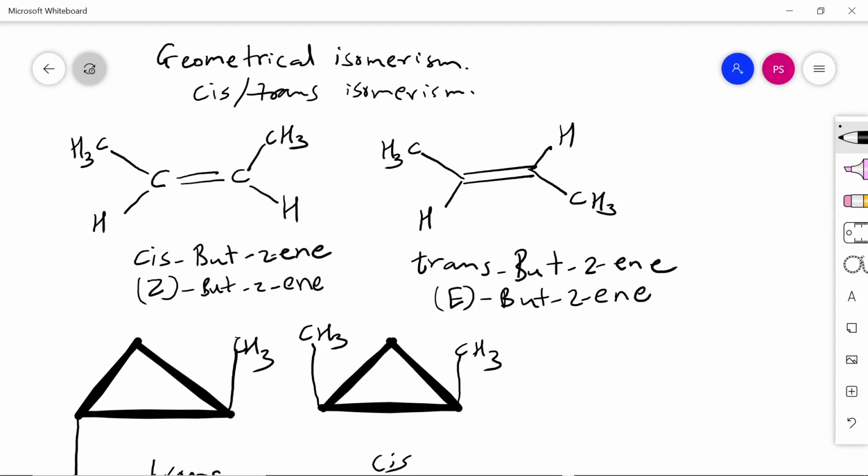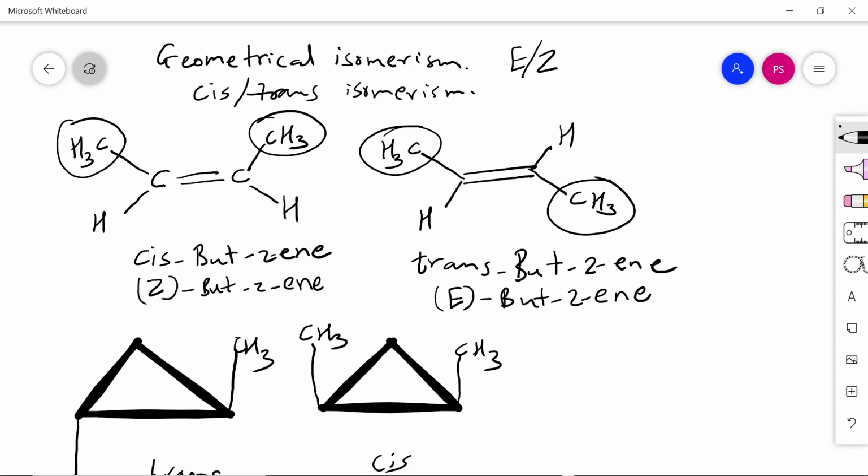You can see here the linkages in these two compounds are same, CH3CH=CHCH3. But orientation of methyl groups around each sp2 carbon atom is different. In case of cis, both the methyl groups are on same side, while in trans both the methyl groups are on opposite side. Now you can also assign configurations to each of these geometrical isomers, E and Z. So it is also called EZ isomerism.